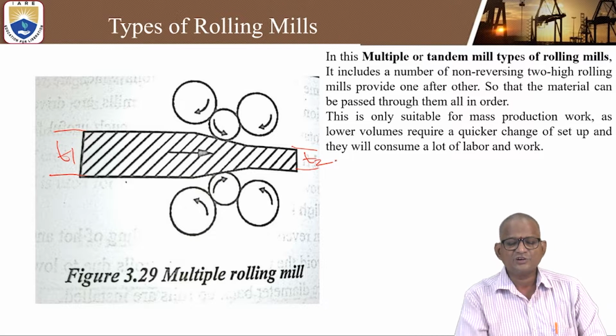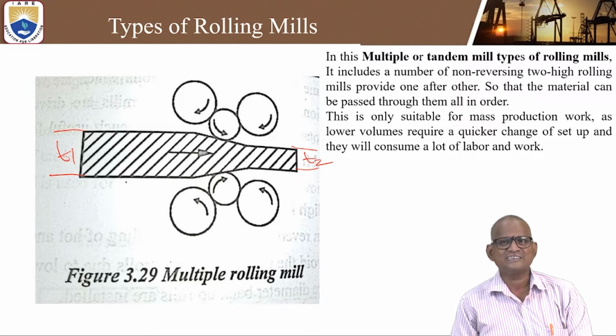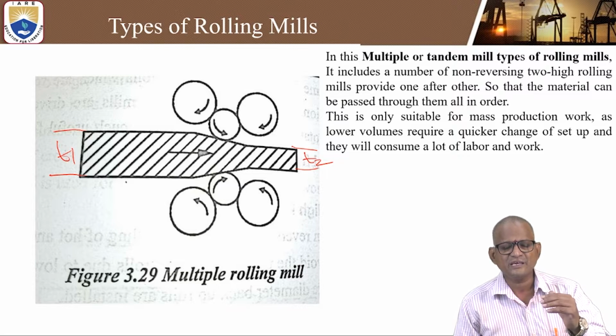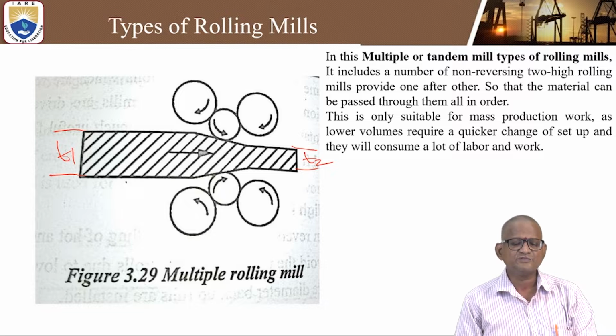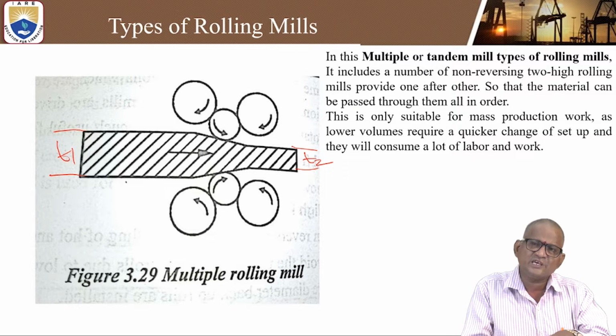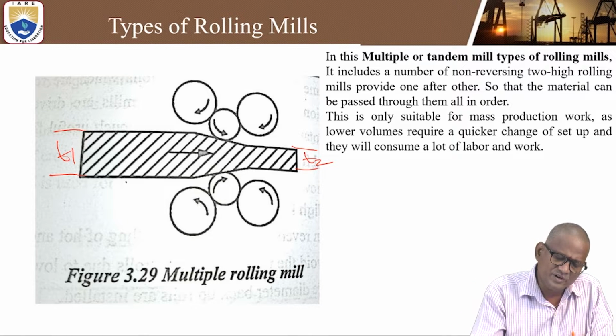This is also called planetary or tandem roll mill. We can also call it a multiple or tandem mill type of rolling mill. So this includes mainly a number of non-reversing two high roll mills, one after the other. So you can easily apply the compressive force in parallel so that small reductions can be applied.